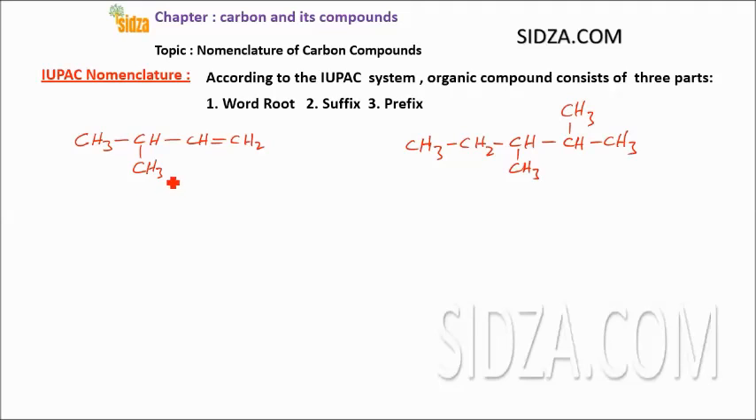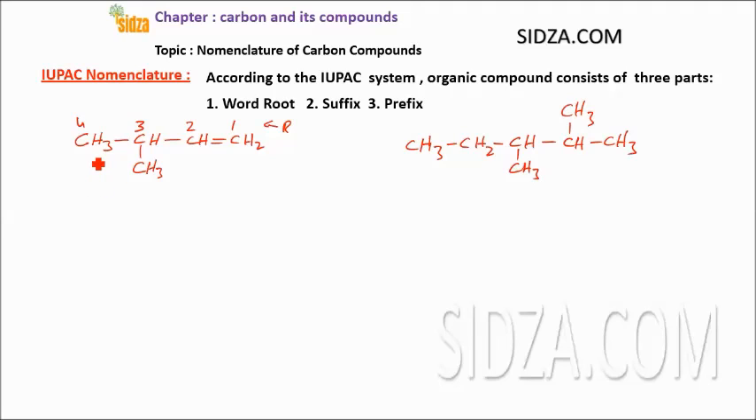So let's select the longest chain. This is the longest chain and the double bond is there in the longest chain, and I'm going to start the numbering here. The numbering will be from the right side so that the double bond gets the least number, 1, 2, 3 and the 4.